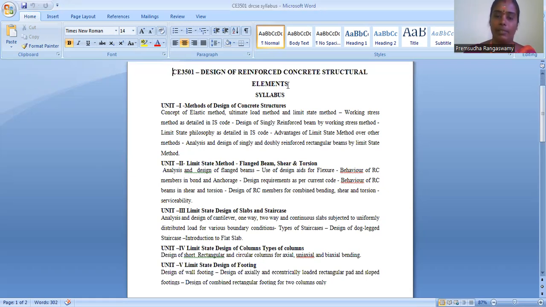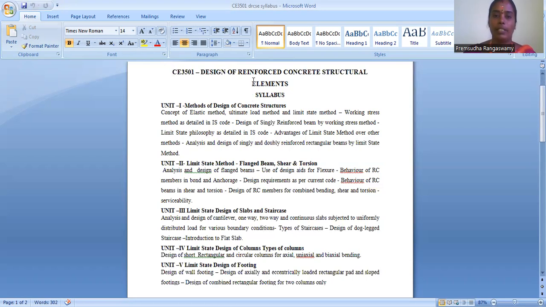What is meant by structure? What are all the components in the building? First you should know what the components in the building are. If you see the building, what does it consist of? You can see the walls, columns, beams, slabs. The slabs may be floor slabs or roof slabs.